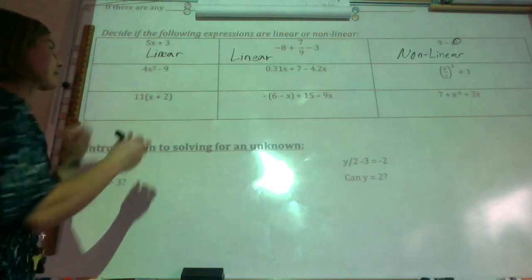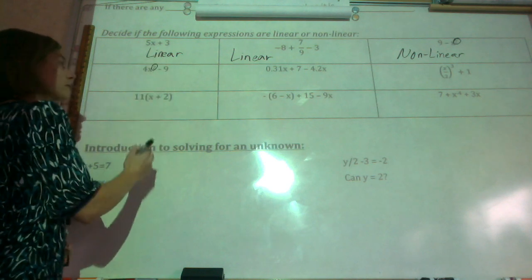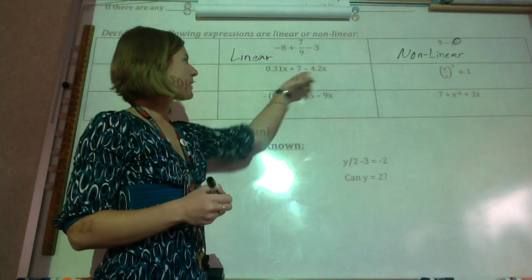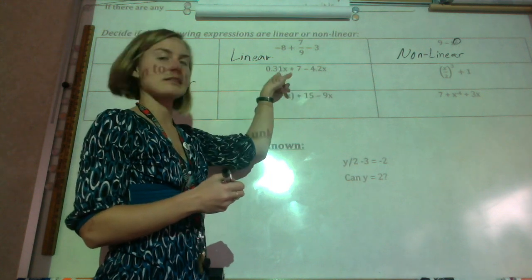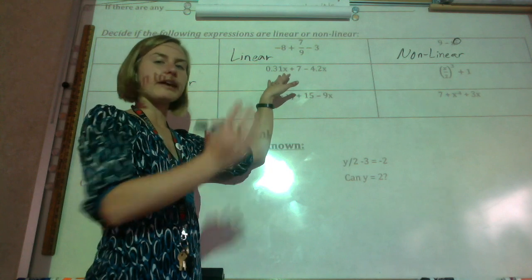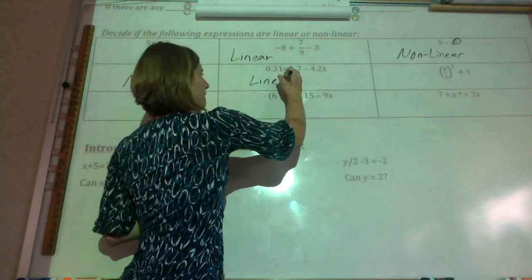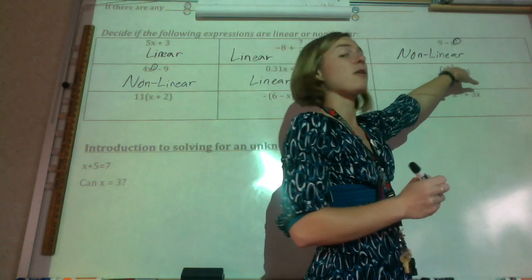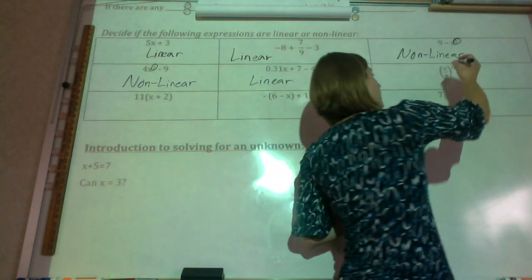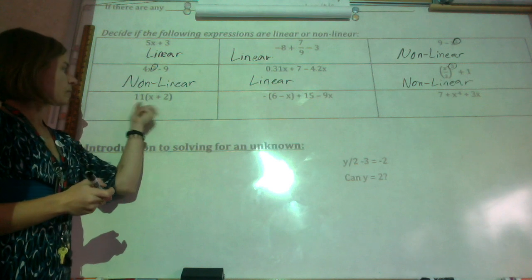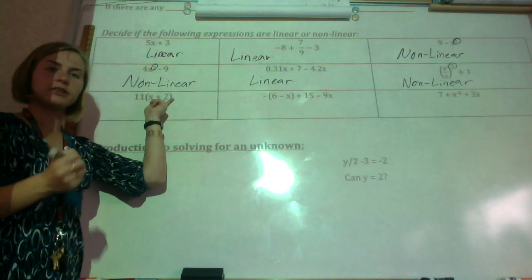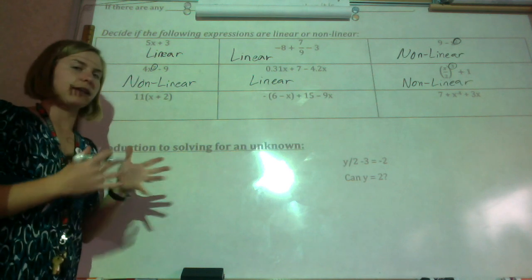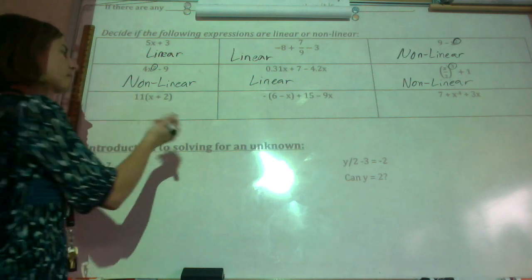Next one down here, once again, we have an x being squared, so that means it's nonlinear. Next one. Looks a little nasty. We got some decimals and we got multiple x's, but nothing's being raised to a power, so it's still linear. Over here, we have x over 2 all raised to a third power, so that third power says it's nonlinear. Back down here, we have some parentheses, but that's okay. They're not powers, so even though it's x plus 2 all times 11, that's okay. Just because it looks a little nasty, it's still linear.